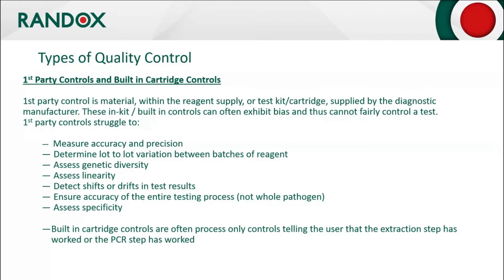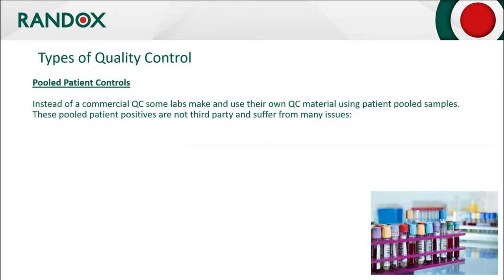They don't represent the whole of the testing method. Types of quality control: pooled patient controls. This is another type of first-party control because it's an in-house manufactured control by the consumer. Instead of a commercial QC, some labs make their own and use their own QC material using patient samples. These pooled patient positives are not third party and therefore suffer from quite a few issues.